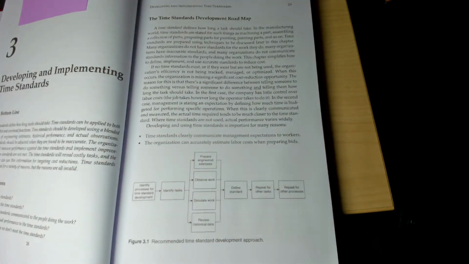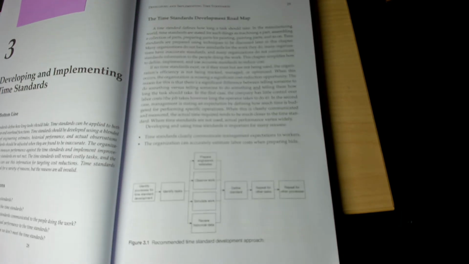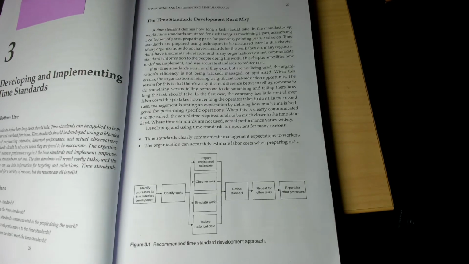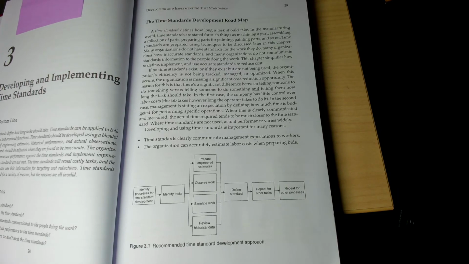The Time Standards Development Roadmap. A time standard defines how long a task should take. In the manufacturing world, time standards are stated for such things as machining a part, assembling a collection of parts, preparing parts for painting, and so on. Time standards are prepared using techniques to be discussed later in this chapter.